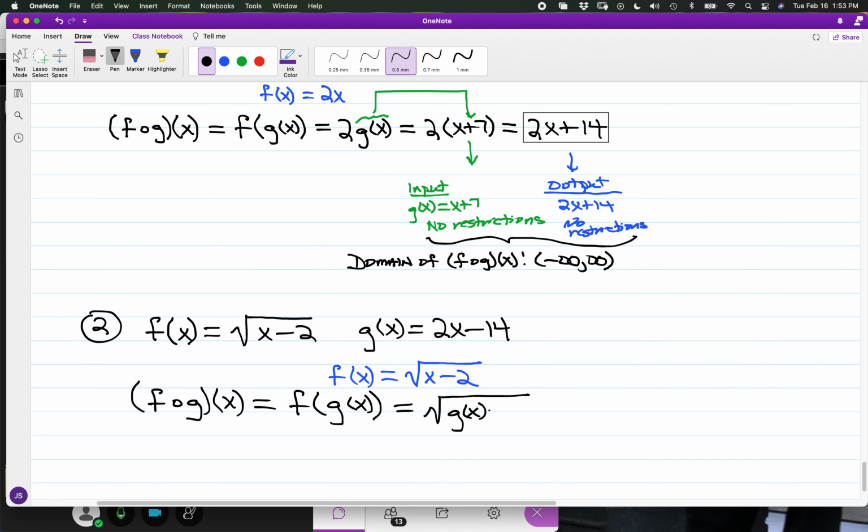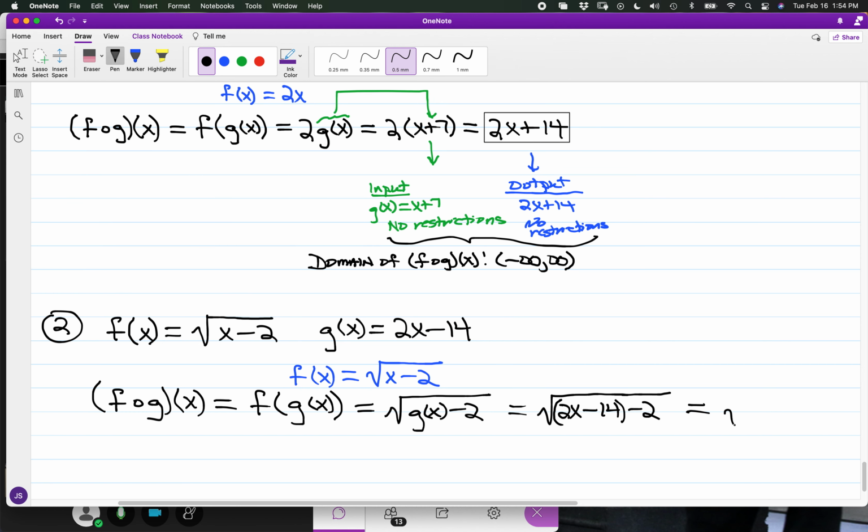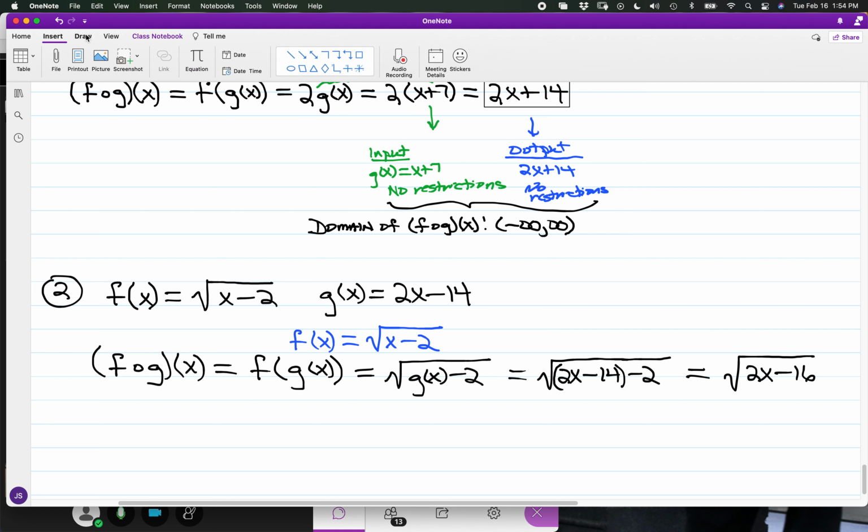And once you get used to this enough, you can just go ahead and write in the variable expression. So we're going to have the square root of 2x minus 14, followed by the subtraction of 2. And for this composition, this will wind up as the square root of 2x minus 16. All right, so that is going to be the composition here.